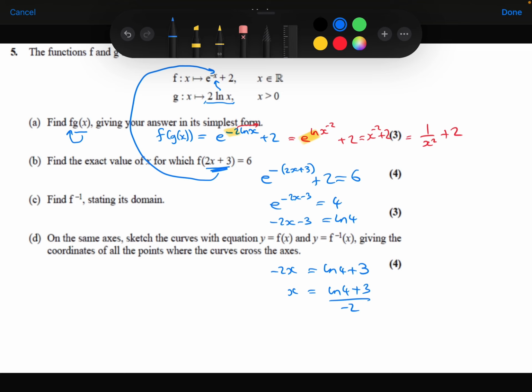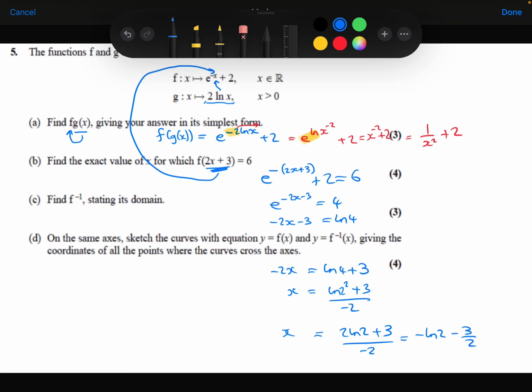Which is a bit messy. I can tidy that up a little bit. ln 4, I can deal with that 4, because I can write 4 as 2 squared. So let's do that, because then I can write it as 2 ln 2. And when I divide that by minus 2, I'm going to get minus ln 2 minus 3 over 2, which is probably a little bit simpler. Anyway, that's my answer for part B.